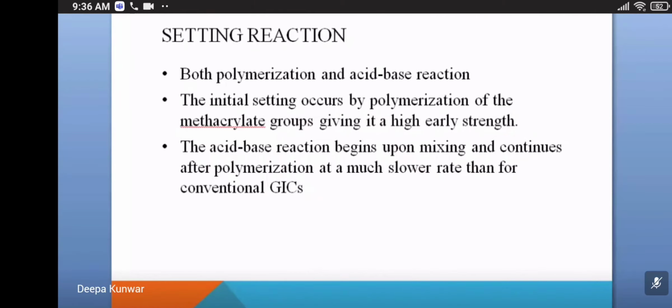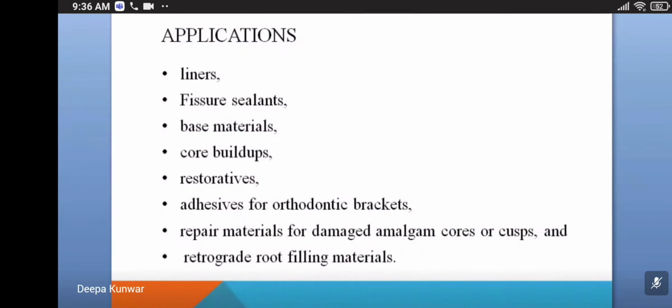Application: it is used as a liner, fissure sealant, base material, core build-up, restorative, adhesive for orthodontic brackets, repair material for damaged amalgam core or cusp, and retrograde root filling material. Retrograde root filling means when we do root canal treatment and need to do apicectomy or surgery of the tooth, then we need to fill the end of the tooth. In such a condition, this is used.